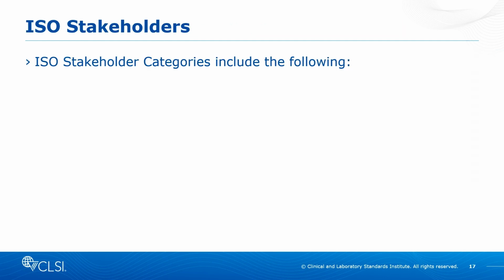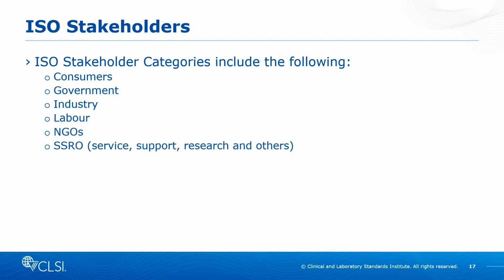CLSI has 3 constituencies: industry, government, and professions. There are 6 ISO stakeholder categories. They are consumers, government, industry, labor, NGOs, SSROs, which includes a range of service, support, research, and other constituents.